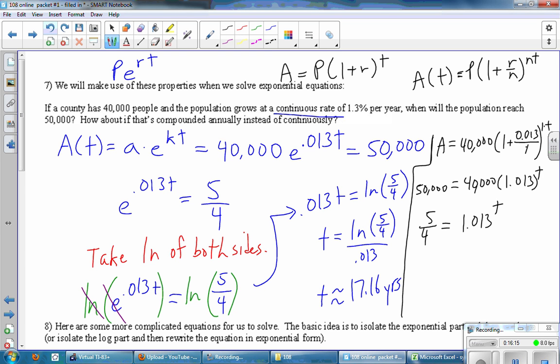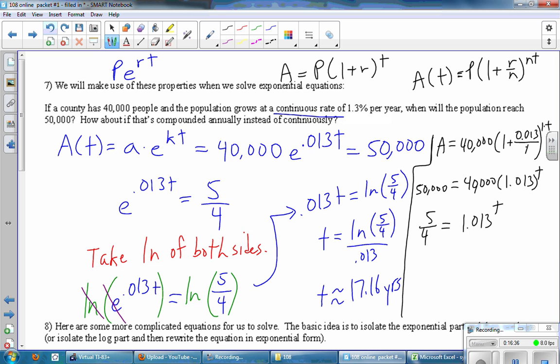And now we're going to take the log of both sides. Now the natural log isn't the natural choice anymore, because this problem doesn't involve e. So should you use common log? Sure. Could you use natural log? Absolutely. Could you use log base 7? Why not? Well, there's a reason why not. There's nothing wrong with using log base 7.